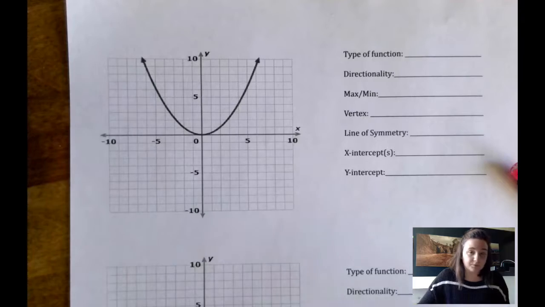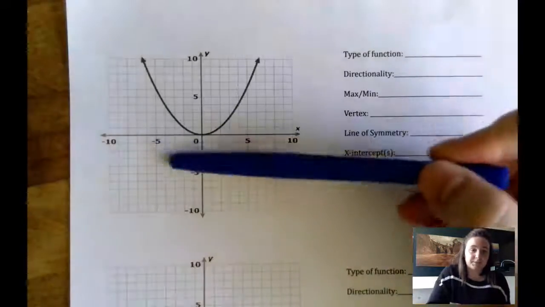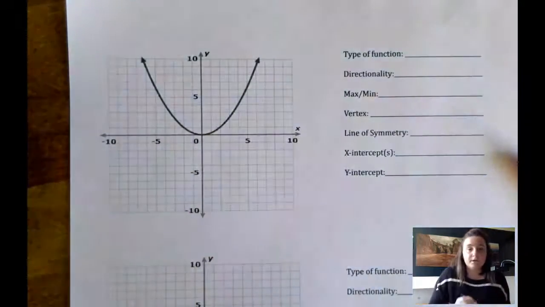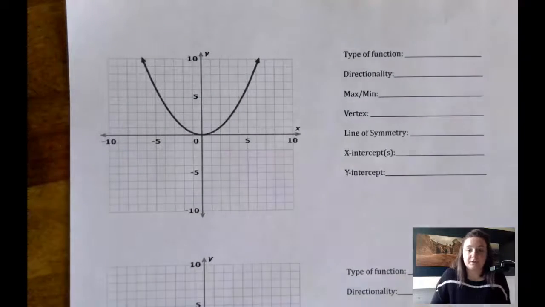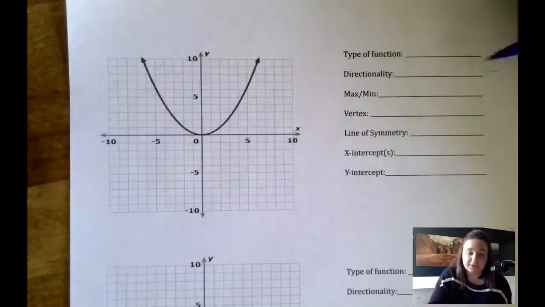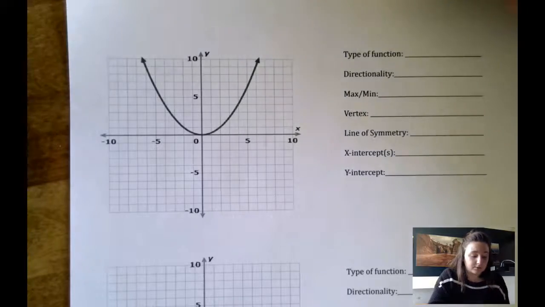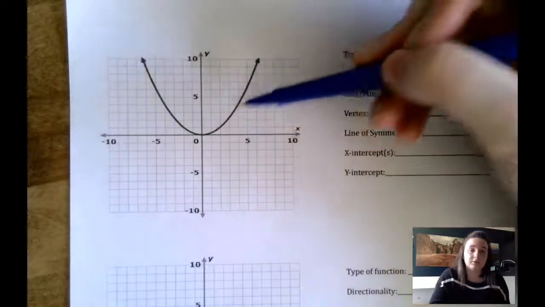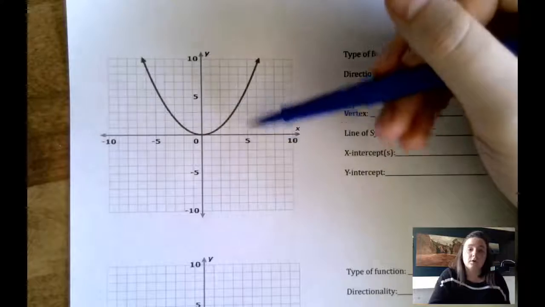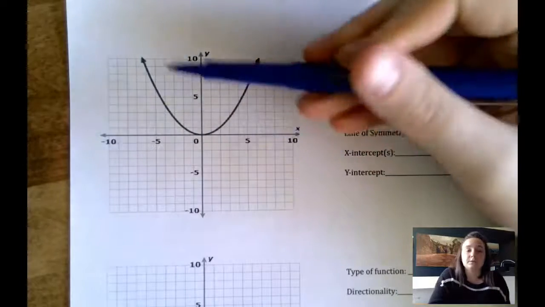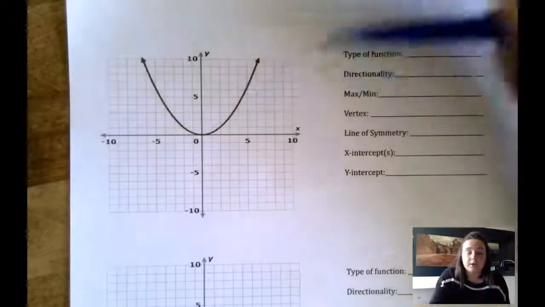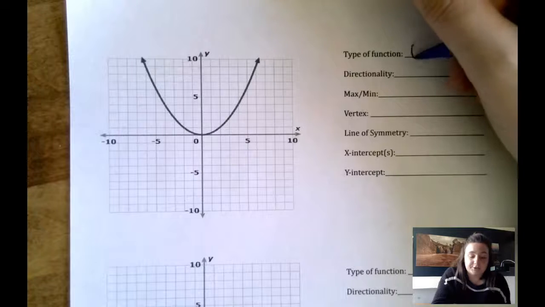So I wanted to go through a couple examples. We'll start with this one. So the first question is the type of function, and the type of function is always going to be the same for this unit, because we're only talking about one type of function, and that's quadratic. But you can also tell all quadratics are going to look like a U or an upside down U. So as soon as you see that shape, you can identify that it is a quadratic.